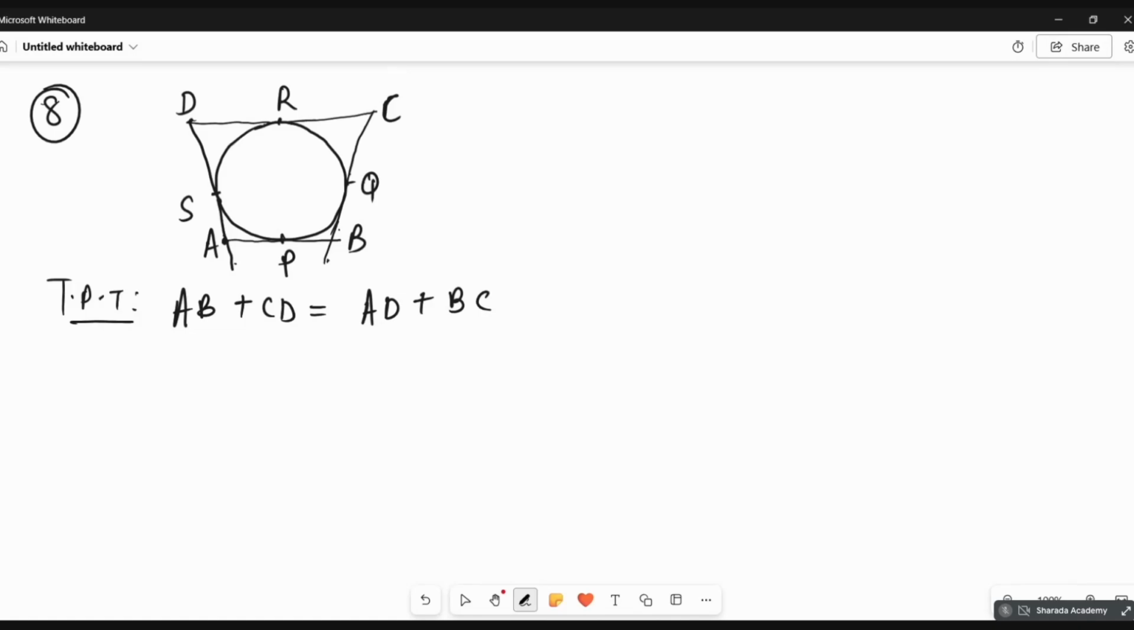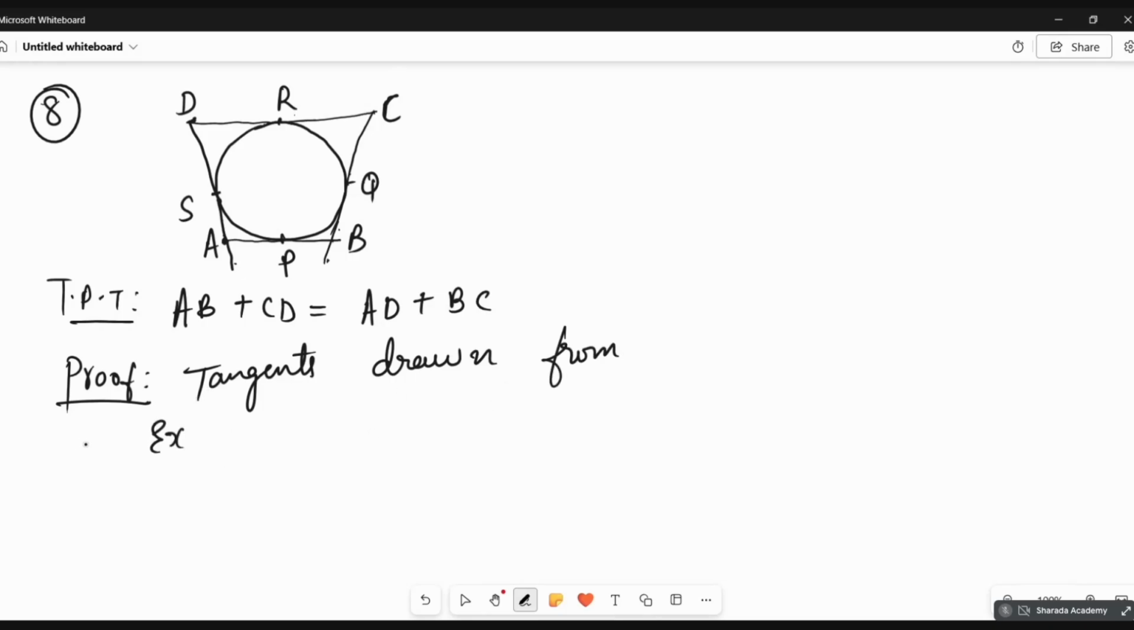Then from point D, DS is equal to DR. From point C, CR is equal to CQ, and from point B, PB is equal to BQ. So from that we will try to prove this. Write down tangents drawn from an external point are equal. We will use this.